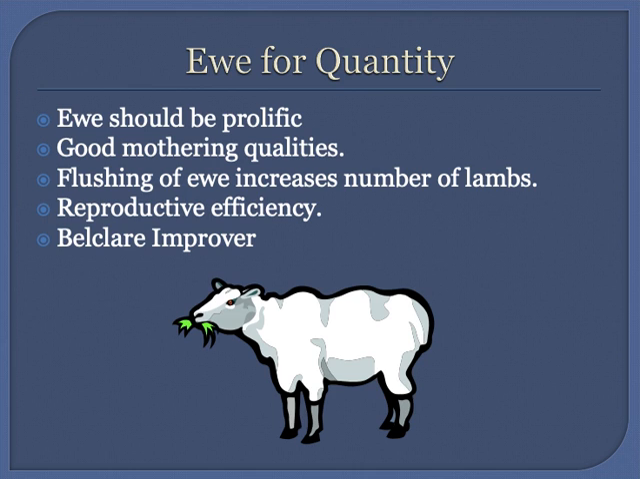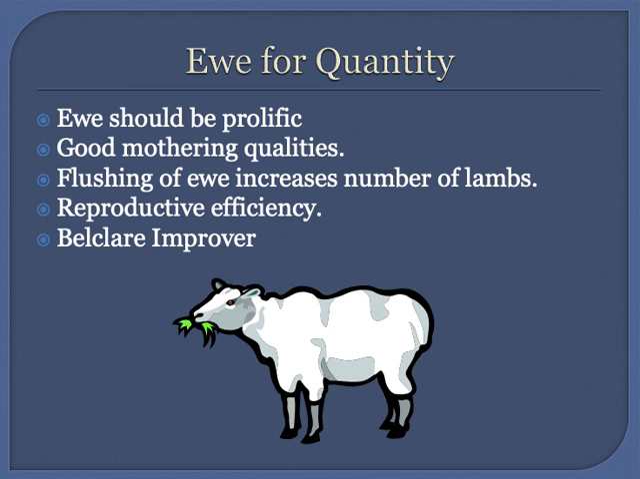And then the ewe for quantity. So the main things you're looking for in your ewe are prolificacy. So you want her to have multiple lambs. It's bad news for the farmer if the ewe gets pregnant with only one lamb. You're always looking to have twins to increase your reproductive efficiency on your farm and therefore your profit. And good mothering qualities are really important as well. You don't want to see her rejecting her lamb. And we mentioned already that those tend to come from the mountain breeds.